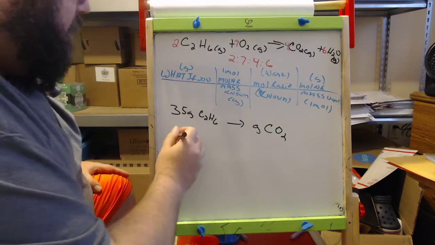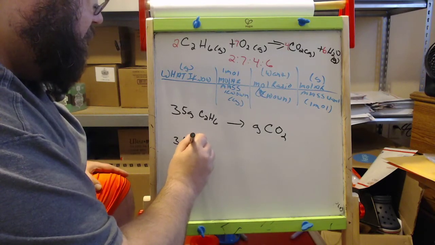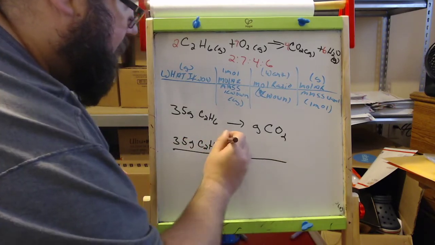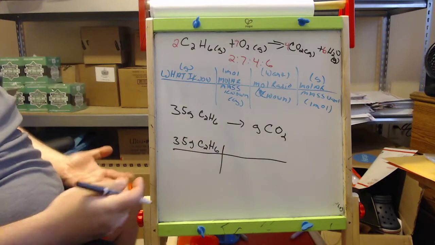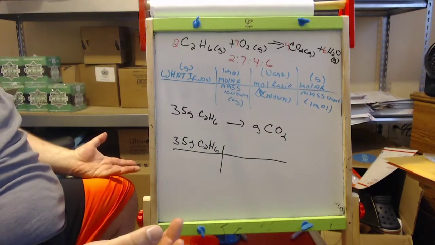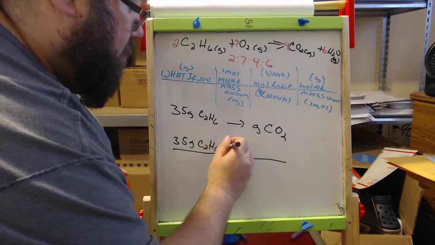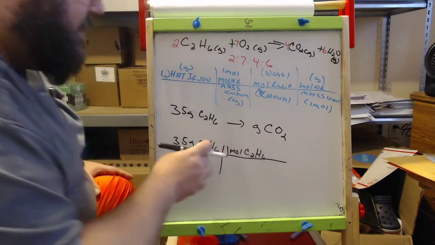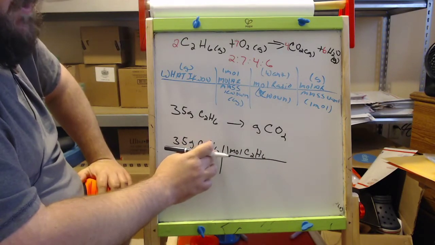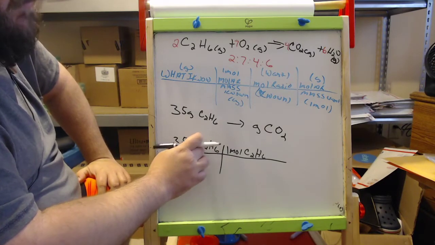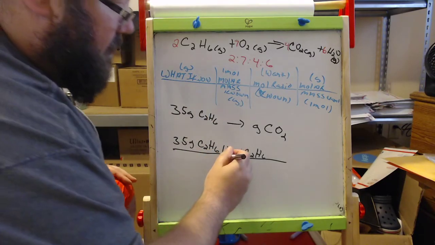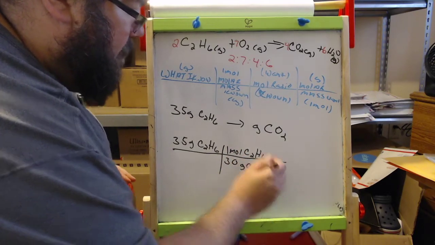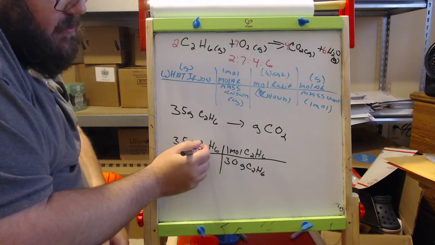What do I know? I know I have 35 grams of C2H6. And if you learned anything from the previous lecture, if I want grams of something else, I can't compare grams to grams, so I have to convert it to moles. So 1 mole of C2H6, and we figure out the grams based on the periodic table. 1 times 6 for hydrogen is 6. 2 times 12 is 24. 24 and 6 is 30. I got that from looking at the periodic table. Carbon is 12, and I got 2 of them. That's 24.